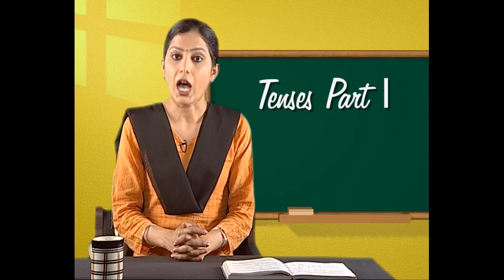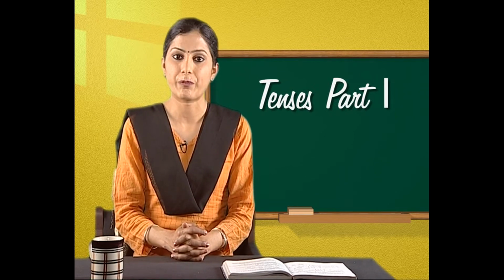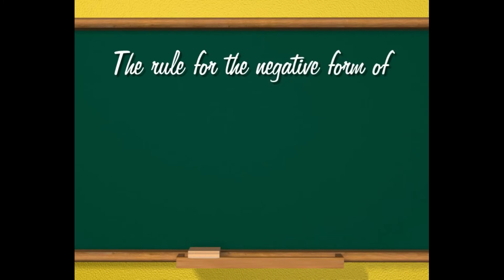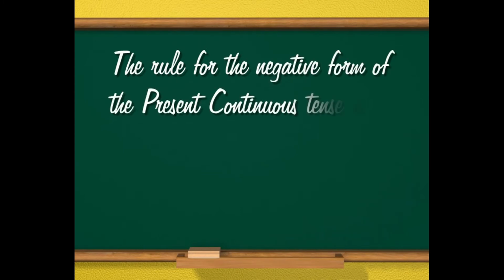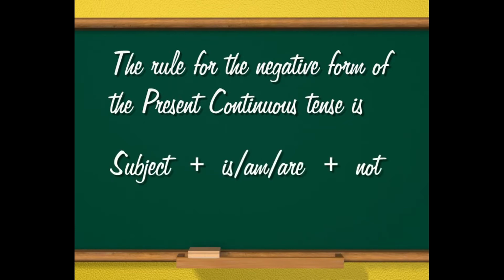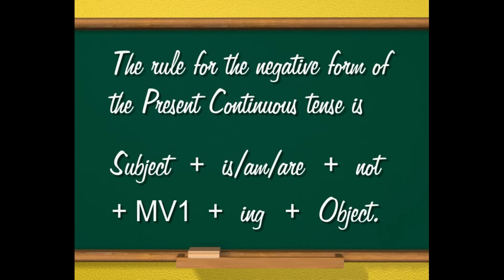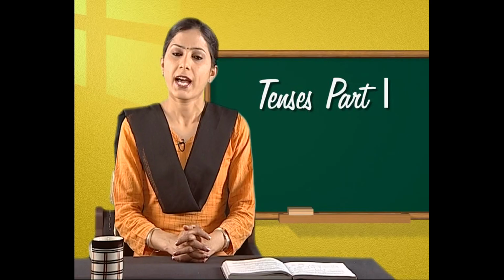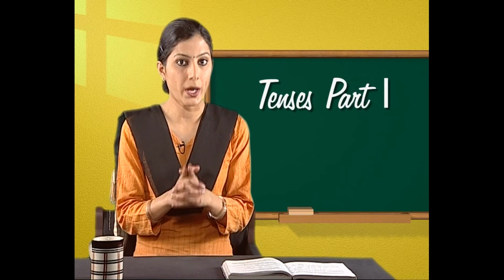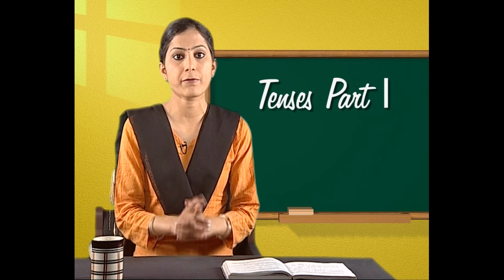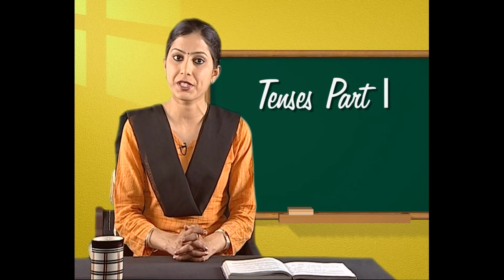Let us now see and learn how we can make this structure. The rule for the negative form of the present continuous tense is subject plus is or am or are plus not plus main verb 1 plus ing plus object. I think by now you are quite clear about the negative form of the present continuous tense.